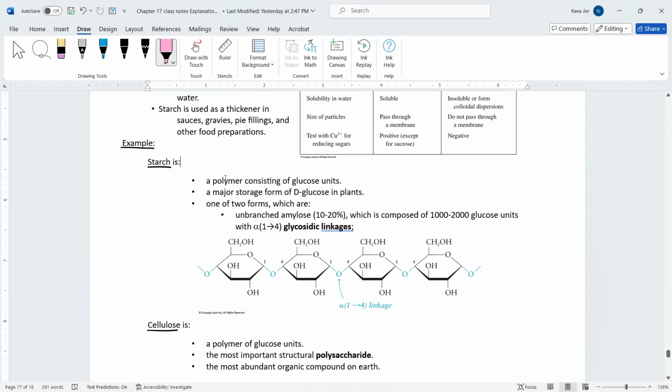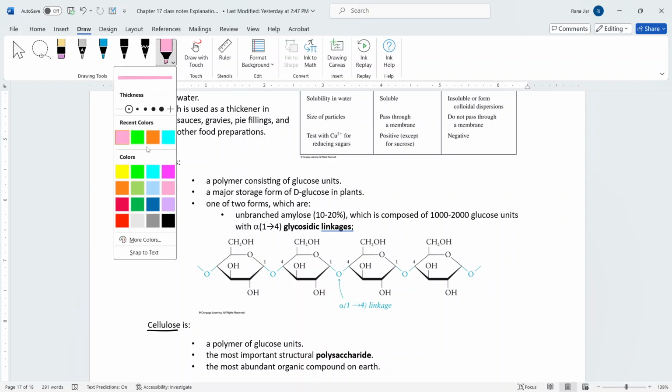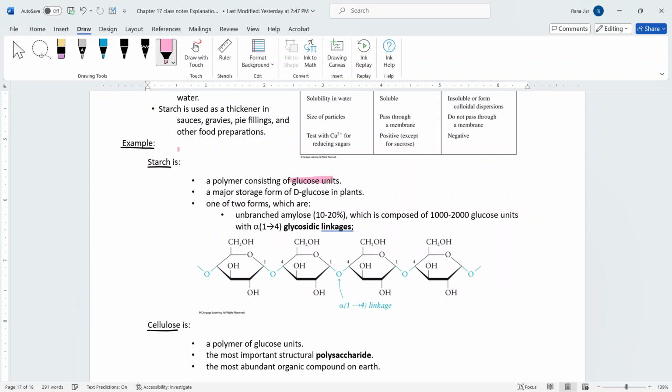So a starch is simply a polymer, and that polymer is thousands of glucose units that are connected with each other. The glucose unit is a D-glucose unit, and starch is a major storage form of D-glucose in plants. It is made up of alpha 1,4 glycosidic linkages of glucose units, from 1,000 to 2,000 glucose units that are connected to each other.